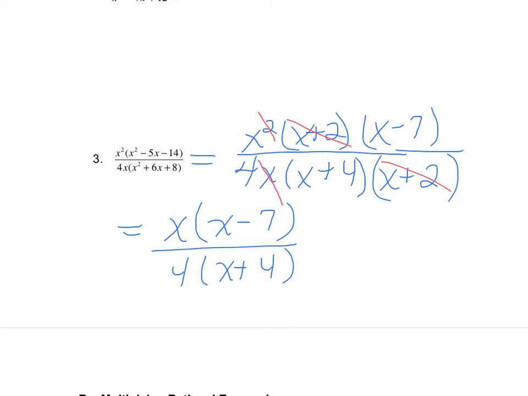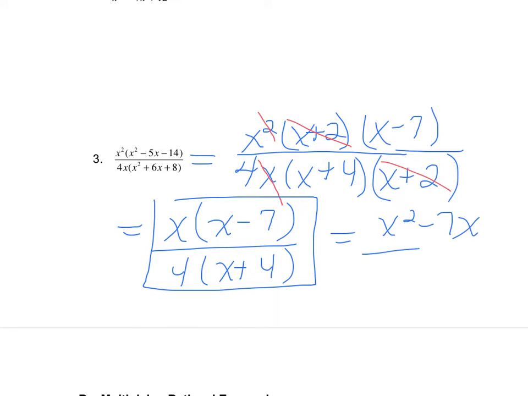Nothing else can cancel. That's my answer. Now, you may be saying to yourself, hey, can I go even further with that? Can I do distributive property? Well, you can. You could actually leave your answer as x squared minus 7x over 4x plus 16. But it is not necessary. The original answer we came up with is sufficient.